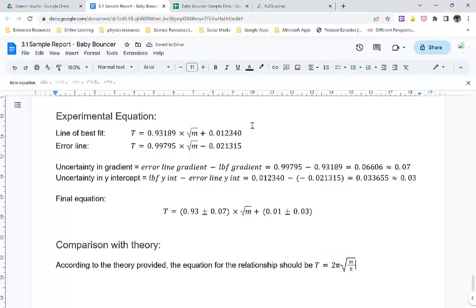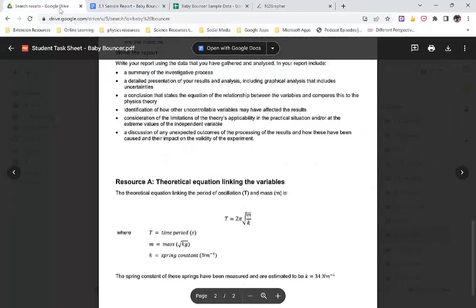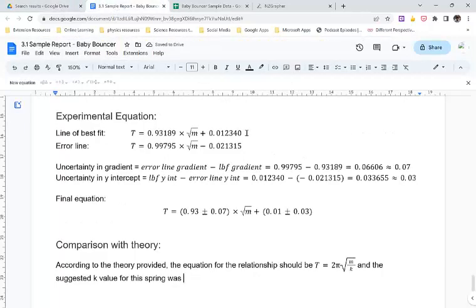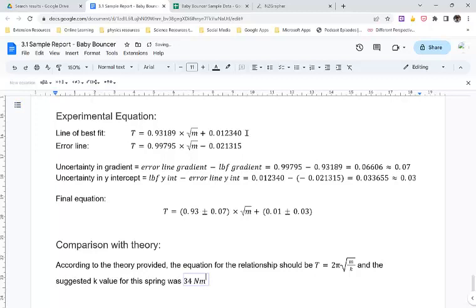and the suggested k value for this spring was, what was it? It was 34 newtons per meter. I'll do this as an equation as well. 34 N m, and then shift 6, -1, so newtons per meter. Shift 6 always puts you up into superscript. That's a little symbol that looks like a little up arrow or a little hat. Okay.